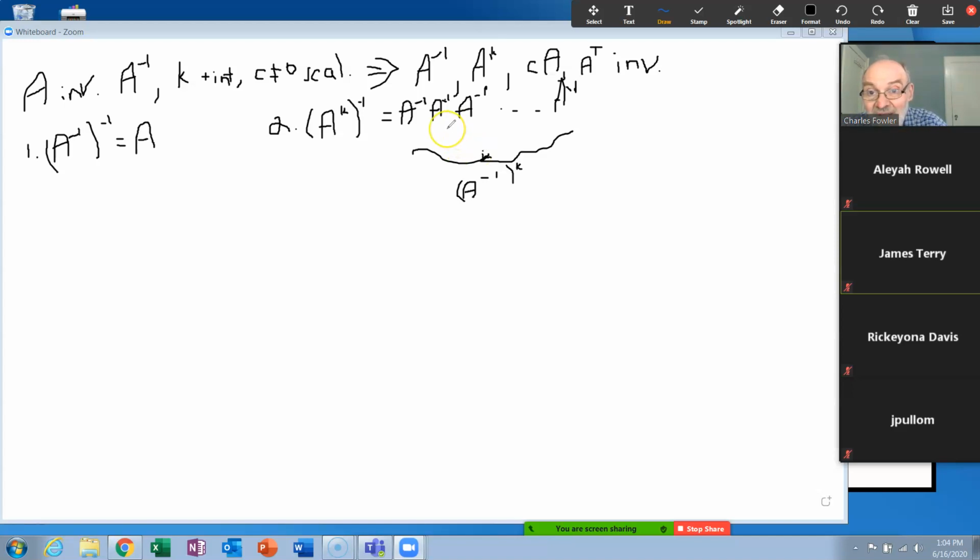Okay, so guess what that just said? If it's A to the k, that is an exponent. That is A multiplied by itself k times. This one is not an exponent. That means an inverse. But you can exchange the two and bring the inverse inside and put the multiple on the outside, and you get the same thing. Those mean the same. Okay, number three.